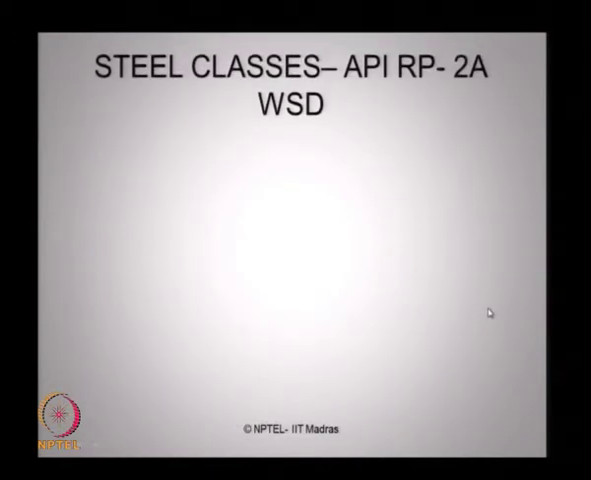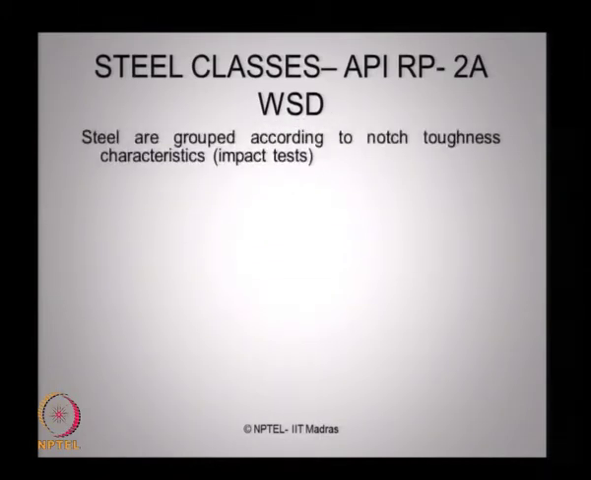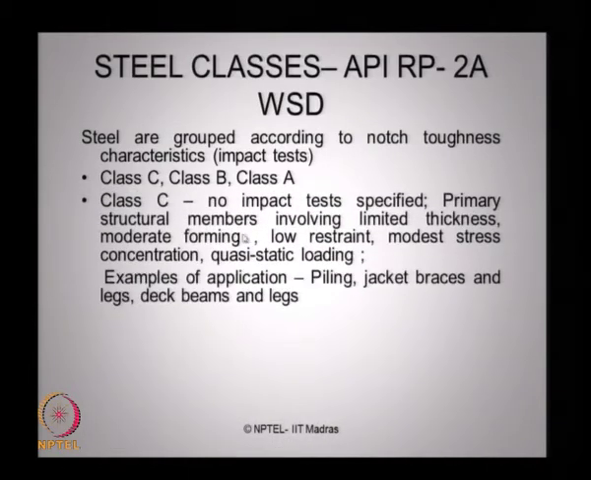Steel is also classified based on API RP2A WSD. Steels are also grouped further based on the notch toughness characteristics, or the impact test, as class A, class B and class C. Class C does not recommend any impact test specified in the API RP literature. They are used for primary structural members which involve limited thickness, moderate forming, low strain, modest stress concentration and are generally applicable in locations where there is quasi-static loading. Some examples are piling, jacket braces and legs, deck beams and legs, etc.